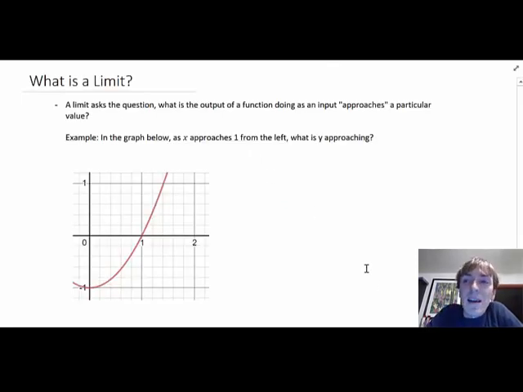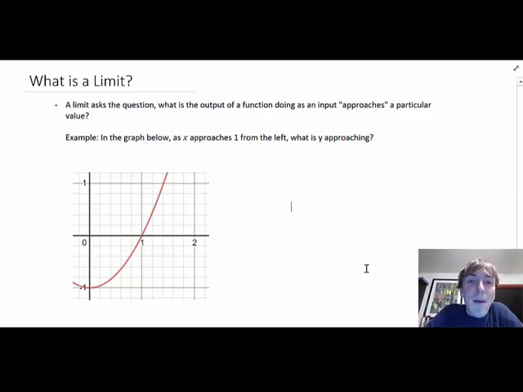So what is a limit? A limit asks a question. The question is, what is the output of the function doing? In other words, the y value of the graph, as the input, meaning the x, approaches a particular value. And the best way to explain what I mean by the word approaches is to describe what happens on the graph itself as a picture. And that's what we're going to be going over. We're going to see a lot of examples today, but really no formulas. I'm just looking at all of these questions based on the picture of the graph itself.